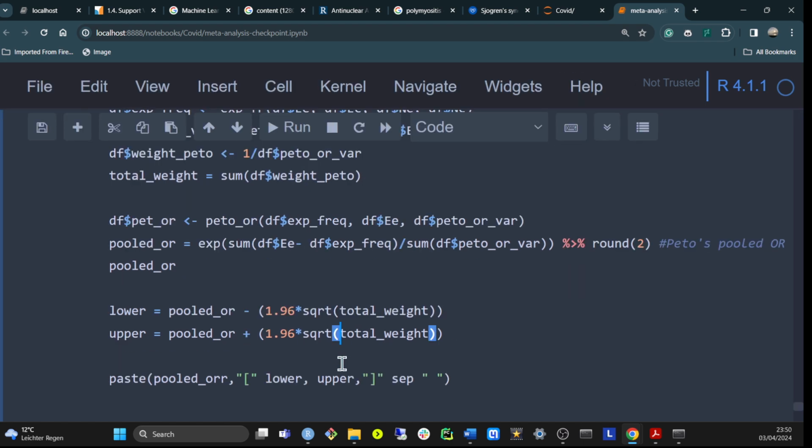As I said, the Peto method has its own limitations, so use it according to your data set and your preferences.